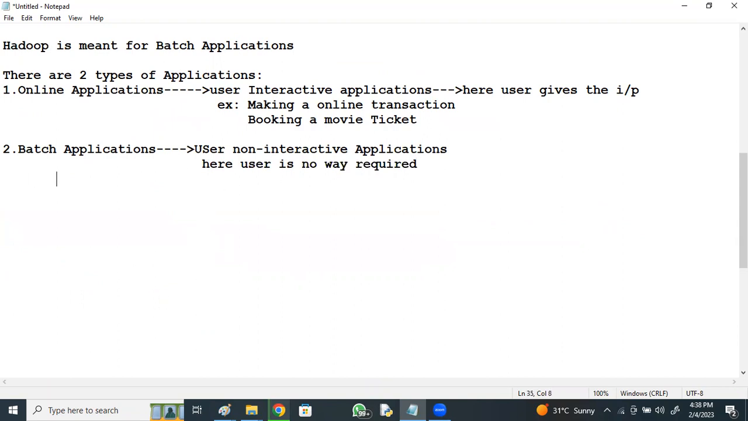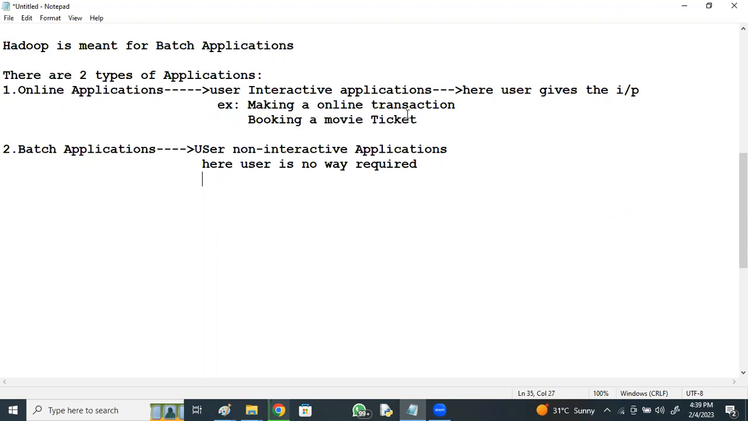Example: your railway ticketing PNR status. Currently your status is 200. After 1 hour it is 170. Tonight it is 100. Tomorrow morning, tomorrow afternoon it is 50. Tomorrow evening you got confirmed. It is a batch application which is running in the background. Here the user doesn't give any input. It happens automatically.